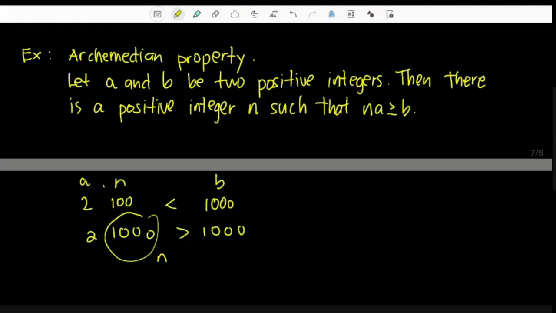So, how do we show the Archimedean property? Ayan. So, parang sa atin, obvious na yung property. Pero, as a mathematician, of course, we want to always show it in a general setting. Kasi, specific example lang yung 2 times tsaka 1,000. Pero, paano pag iba na yung value ng A? Paano pag iba na yung value ng B? Would the property still be true?